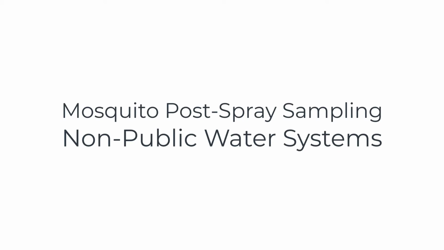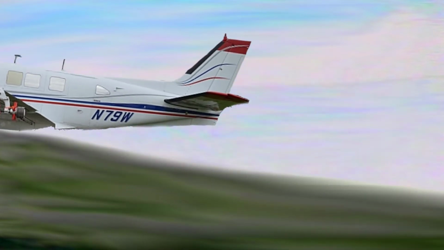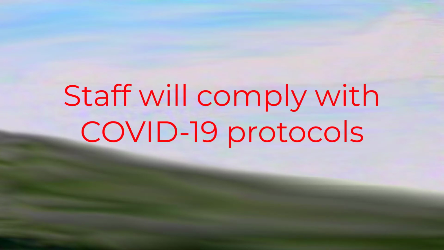Mosquito post-spray sampling, non-public water systems. Up to 6 samples will be collected from a non-PWS water body on the day following the spray event. The location is selected based on the actual spray area. A duplicate sample and a background sample from outside of the spray area may also be collected. Staff will comply with all MassDEP general safety and COVID-19 safety precautions and protocols for conducting field work.